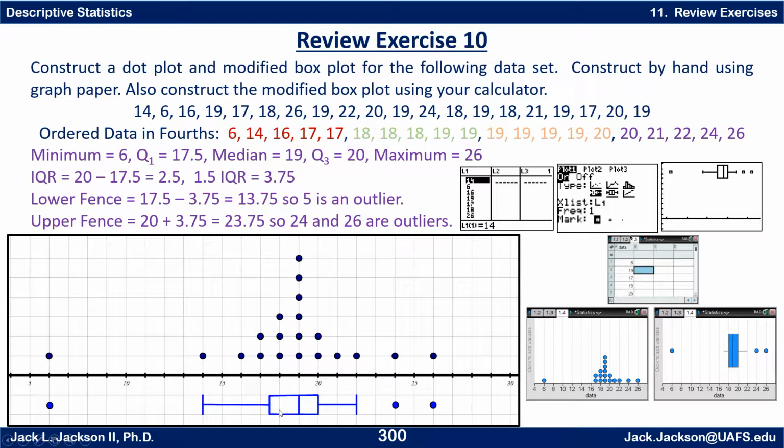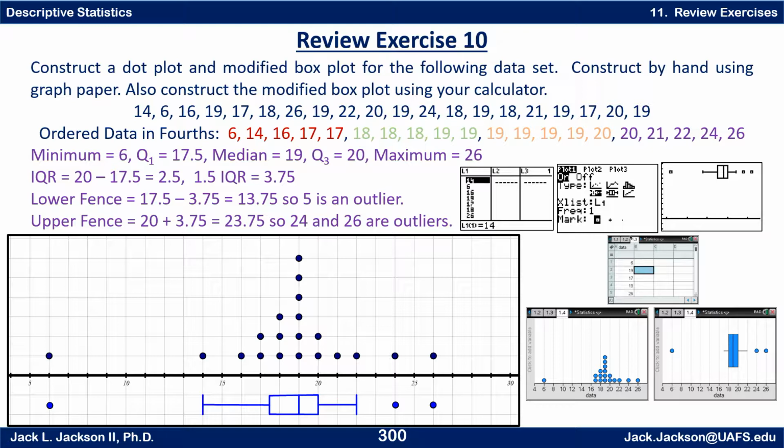And so we draw vertical lines, and then we make a little rectangle out of that with a vertical line in the middle, and that's our box. Now, if it was an unmodified box plot, you would just draw a whisker out to the maximum of 26 and stop there. And the whisker would go from Q1, 17.5, all the way down to the minimum of 6. But a modified box plot also identifies outliers.